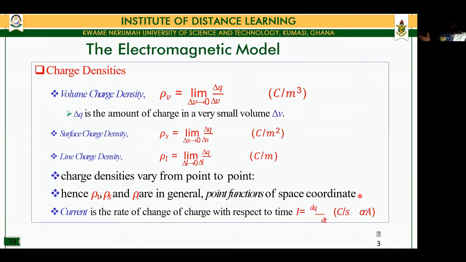Now, charges may exist in different forms. So you may have charges existing within a volume, and that can be described by a volume charge density, which is the ratio of the charge to the volume in the limit as the volume approaches zero. So we are talking about a very small volume, and the charge within that volume constitutes a volume charge. As you can expect, the charge is measured in coulombs, the volume is measured in what? Meter cube. So we have coulomb per meter cube.